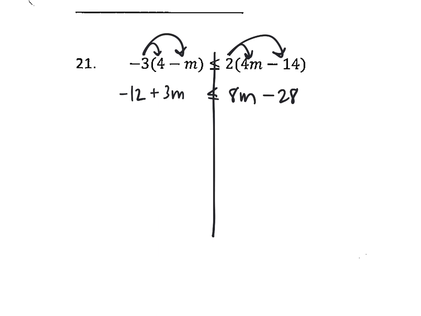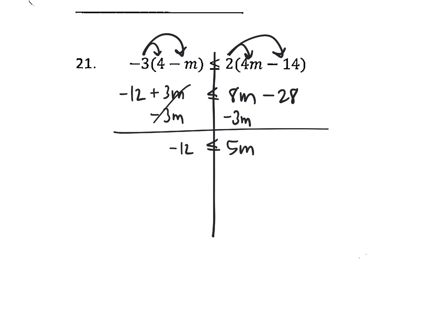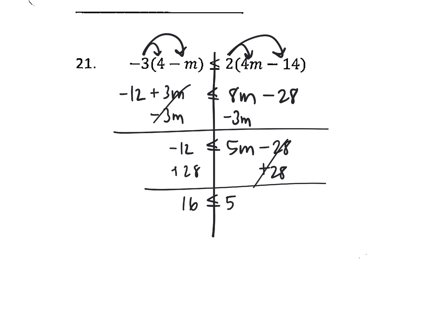Now, moving the smallest variable, in this case 3m, I'm going to subtract 3m from both sides. And we get negative 12 is less than or equal to 5m minus 28. Now that my m's by itself, I need to move this negative 28 to the other side, so plus 28 to both sides. And then I will get 16 is less than or equal to 5m. And one more step here, I need to divide by 5. And when you divide by 5, you will end up with a decimal of 3.2.